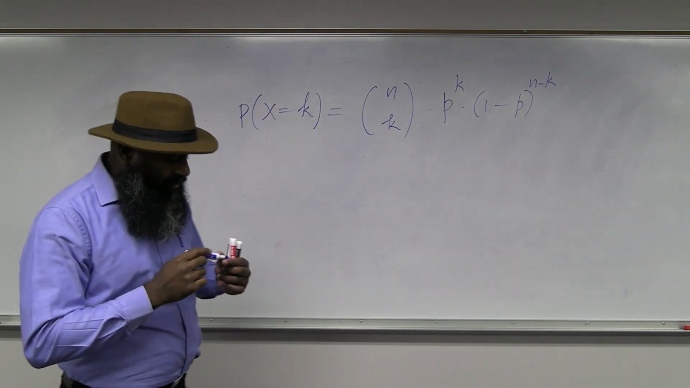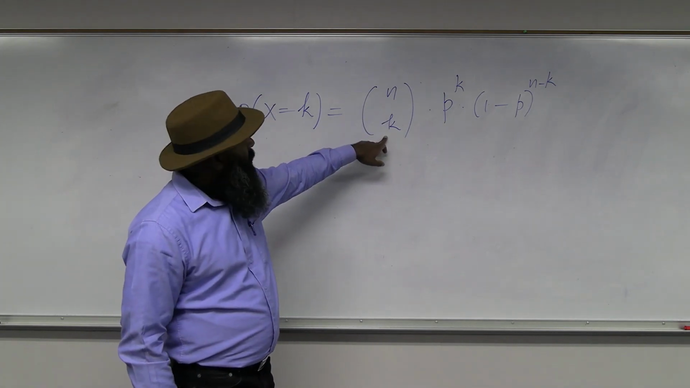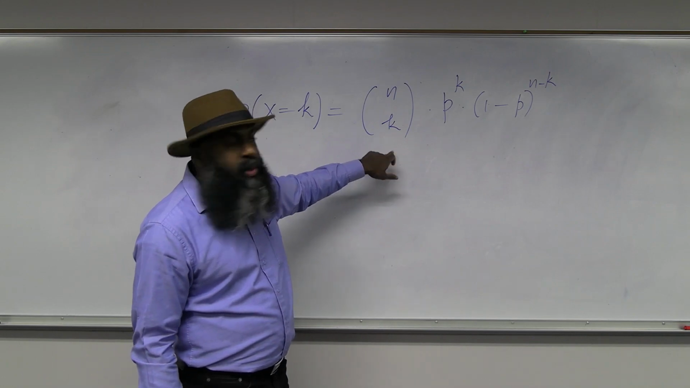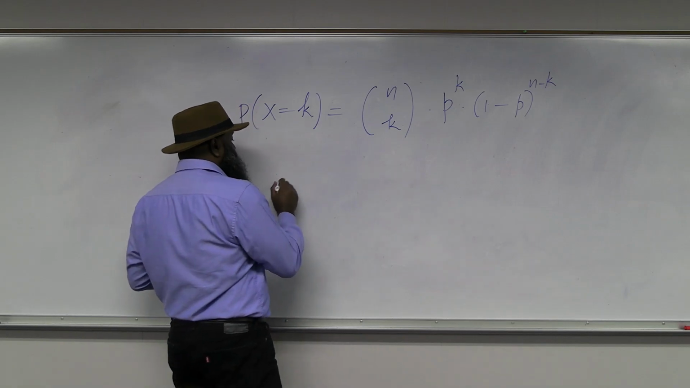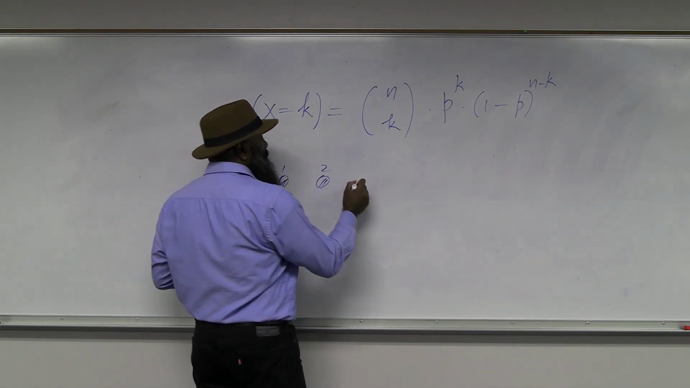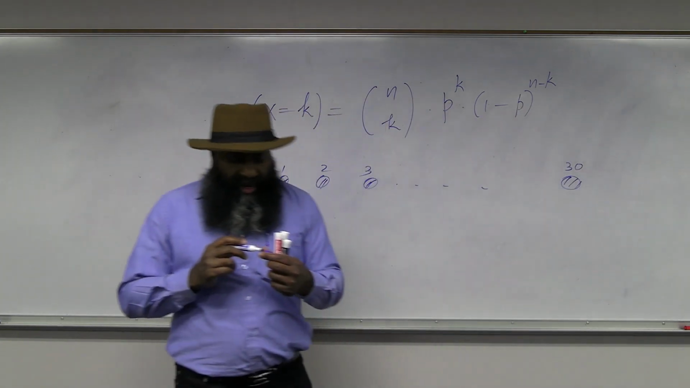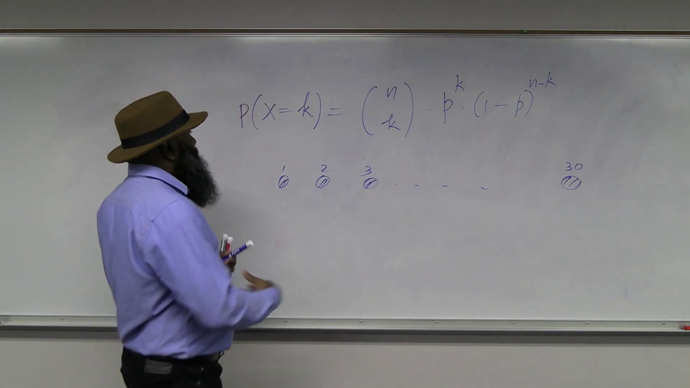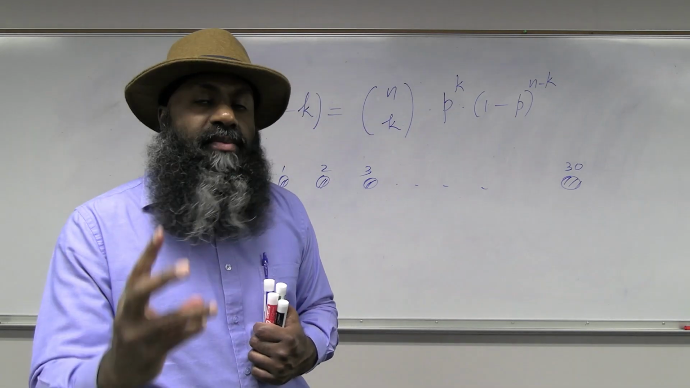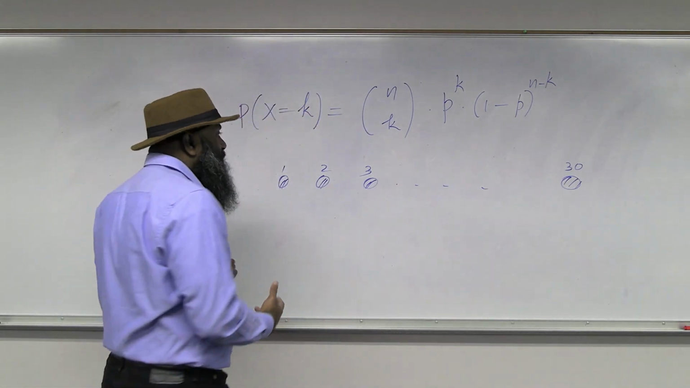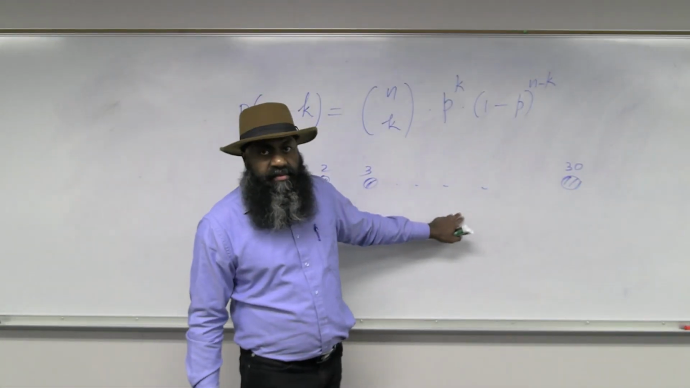Now what does that mean? This means N choose K. How many ways do I have to choose K units out of N? For example, if I have 30 patients, this is patient 1, patient 2, patient 3, and so on up to 30 patients. Now when we say probability X is equal to 25, what's the probability that exactly 25 patients will survive? So how many ways can I select 25 out of 30? Because each patient has a 92% chance of survival.